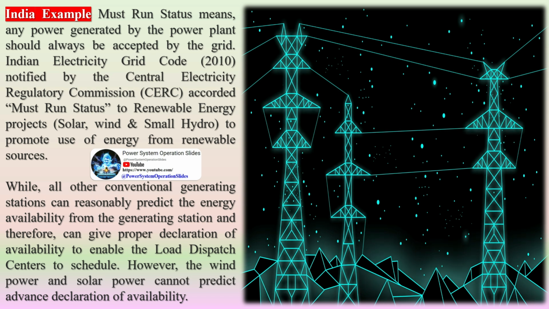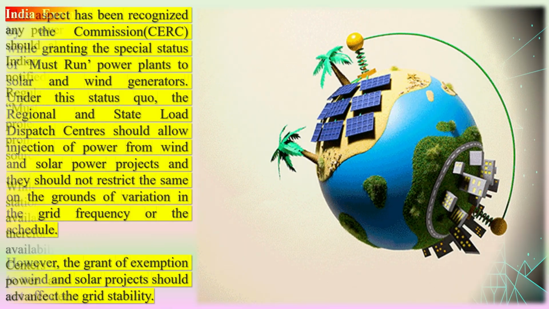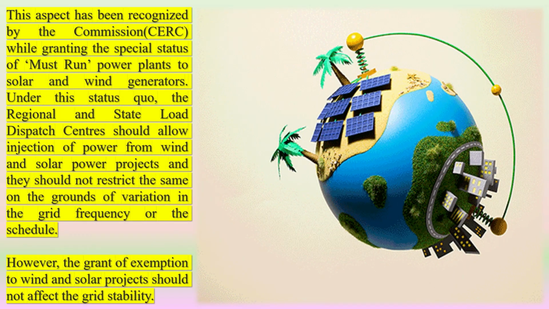In some cases, renewable energy sources like hydroelectric plants or nuclear power plants may be designated as must-run due to their ability to provide consistent and reliable power output. These plants play a crucial role in ensuring grid stability and meeting the energy needs of consumers. Overall, must-run status is an important concept in power system operations, ensuring that essential power plants are available to support the reliable operation of the electrical grid.